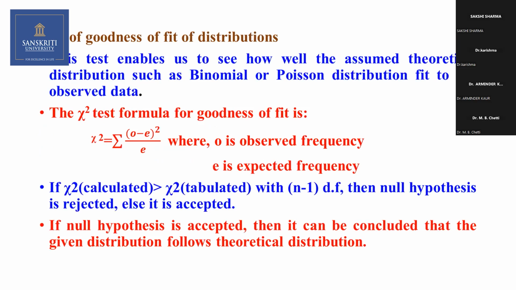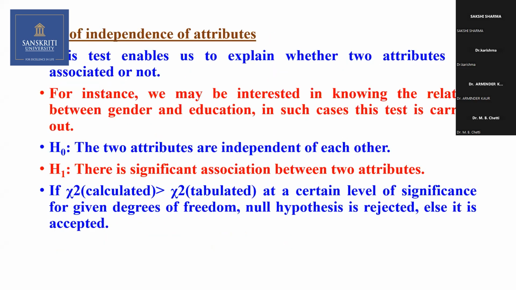This chi-square enables us to see how well the assumed theoretical distributions, such as binomial or Poisson distribution, fit the observed data. The chi-square is observed minus expected, whole squared, divided by expected. When you sum all this, that is the chi-square. The logic is the same: if the calculated chi-square is greater than the table or critical value with n minus 1 degrees of freedom, then the null hypothesis is rejected, else it is accepted. So that is the test of goodness of fit.